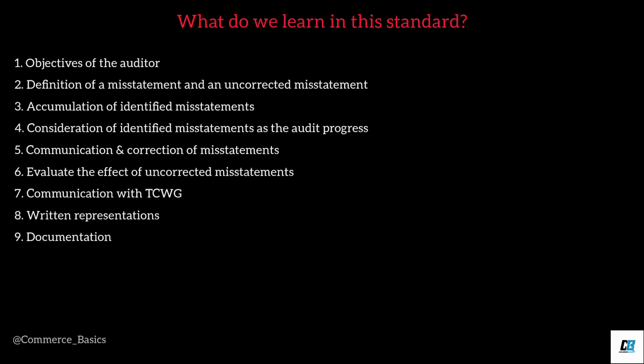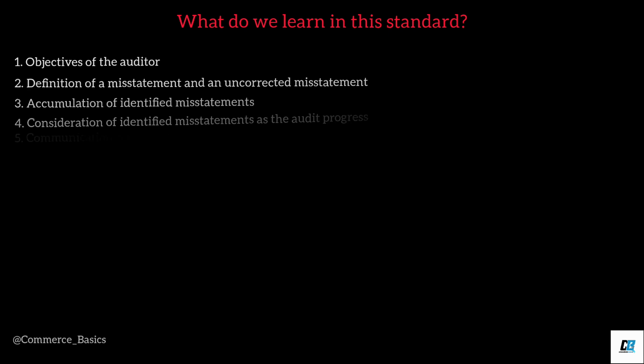So first let me give the crux of this standard. First the auditor will identify misstatements and then accumulate the misstatements, and first he will communicate to the management and ask the management to correct those misstatements. If management corrects those misstatements, it's fine. If the management does not correct those misstatements, then the auditor has to reevaluate the misstatements, and these uncorrected misstatements again he has to communicate to the TCWG. If TCWG corrects them, it's fine. If TCWG does not correct them, then he has to change his audit opinion or whatever. So this is the crux of the standard.